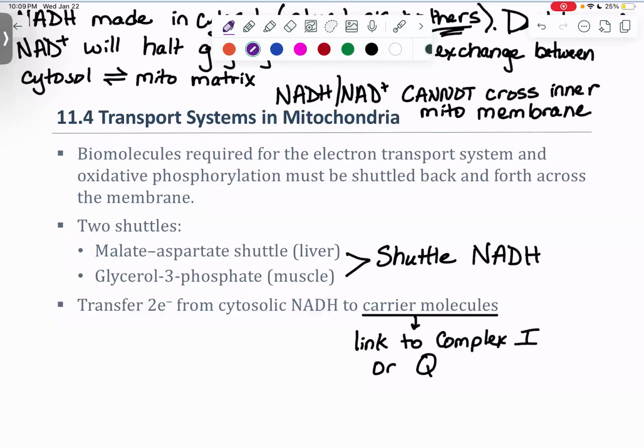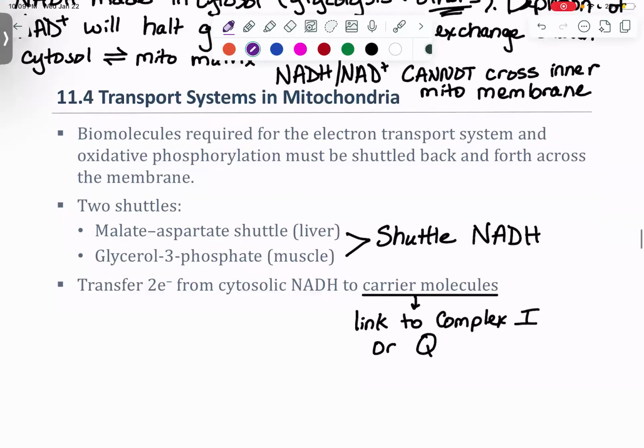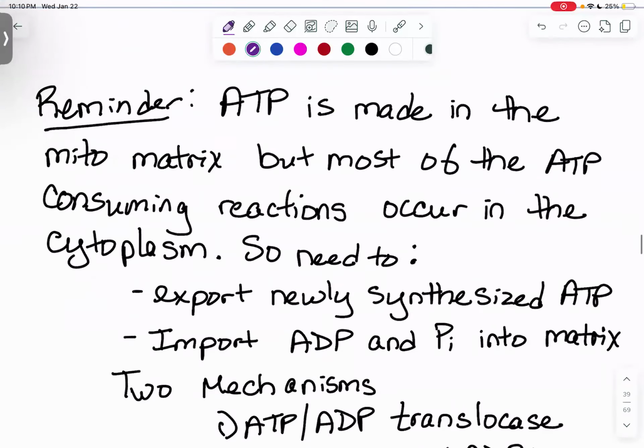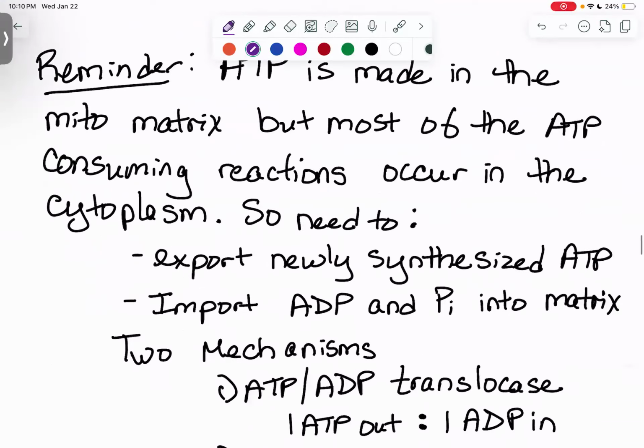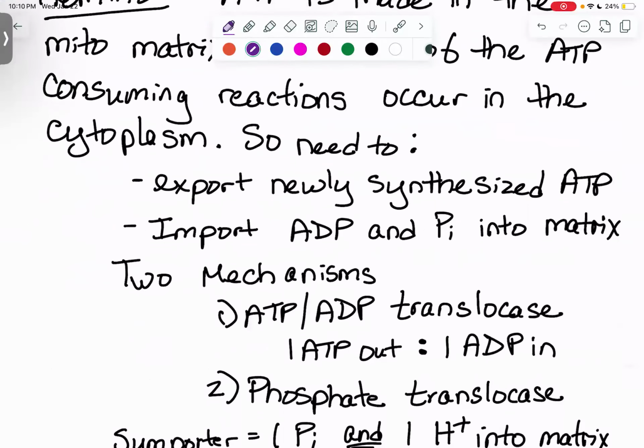But NADH and NAD+ are not the only things that need to be transported. Remember, we just made ATP in the mitochondrial matrix. But where are we going to use ATP? Well, that's going to be in the cytoplasm. So we got a lot of things to do here. Number one, we got to export the ATP that we make. We need to import the ADP and the inorganic phosphate into the matrix.